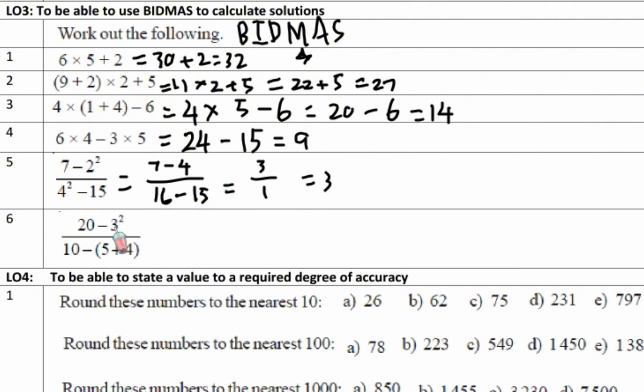20 minus 3 squared divided by 10 minus 5 plus 4 in brackets. So this will equal to 20 minus 9, because 3 squared, over 10 minus 9. So this would equal to 11 over 1, which is 11.